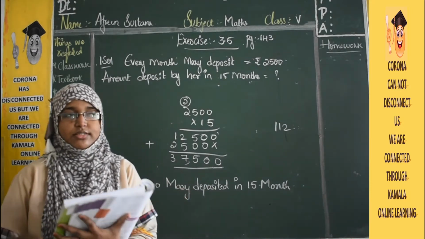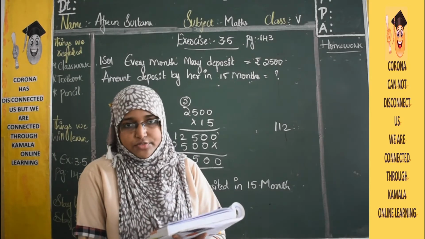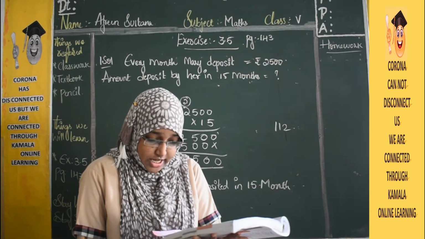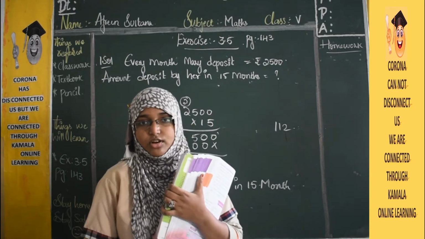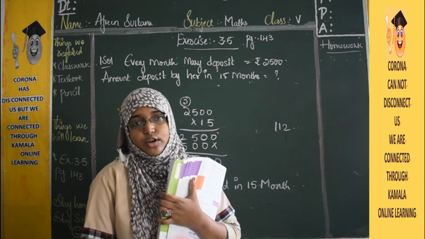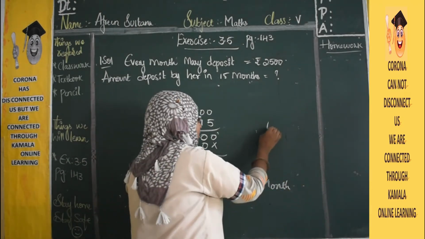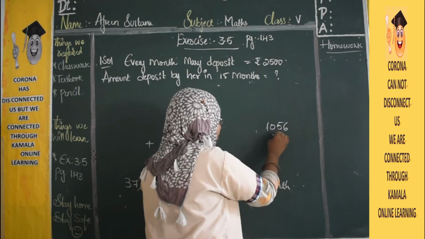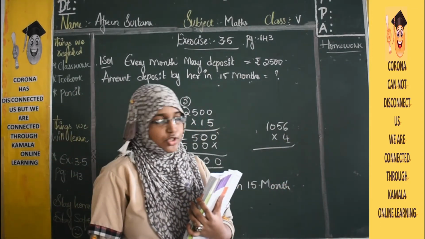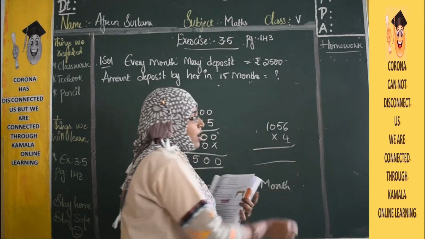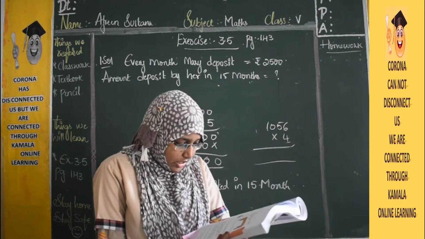So grade 5 students have visited a farm. Each horse, how many legs will it have? 4 legs for each horse, right? So how many horses have they seen? 1,056 horses. So how many legs will all these horses have? To find out, we'll multiply 1,056 with 4. Now what is this 4? 4 is nothing but the number of legs each horse has. So what is the answer? You will get that many legs they have seen in all.